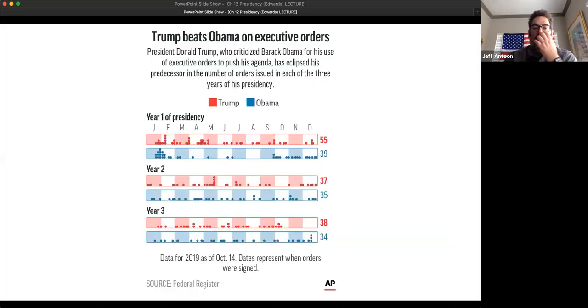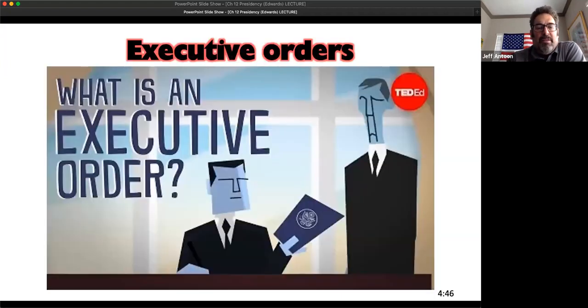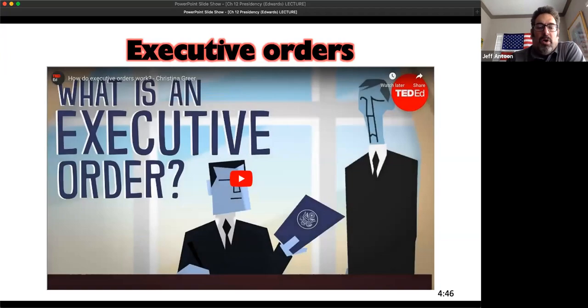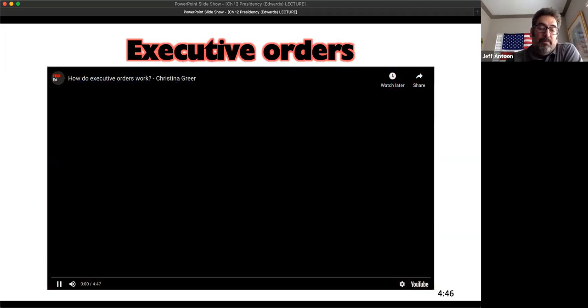Trump beats Obama on executive orders. Just another chart. You can pause these at any time if you want to look through them, but you can see year one of President Trump had 55 to 39, 37 to 35, and 38 to 34. So he wins the game, but the game is that it makes you too powerful if you don't go through Congress to create these orders. It's interesting to think about that. So let's look at a little more detail on what an executive order is, because a lot of people might be confused between an executive order and an executive agreement. So this one's 4:46. If you want to skip it, you could skip ahead about 5 minutes. It's up to you.